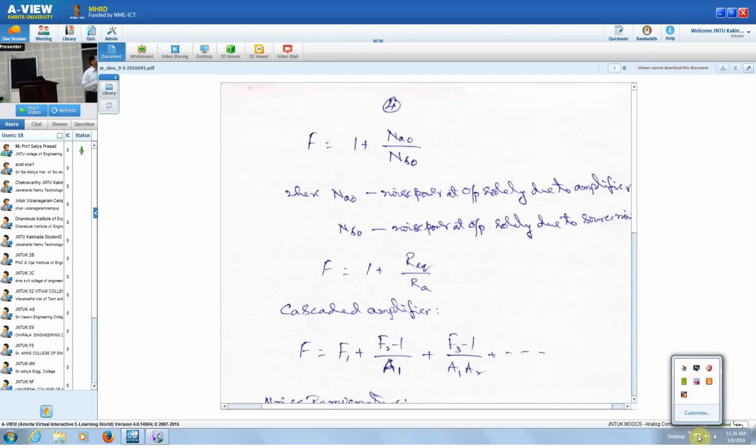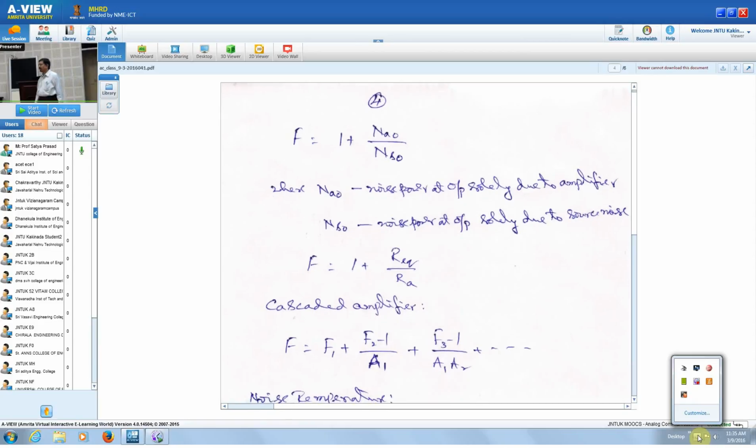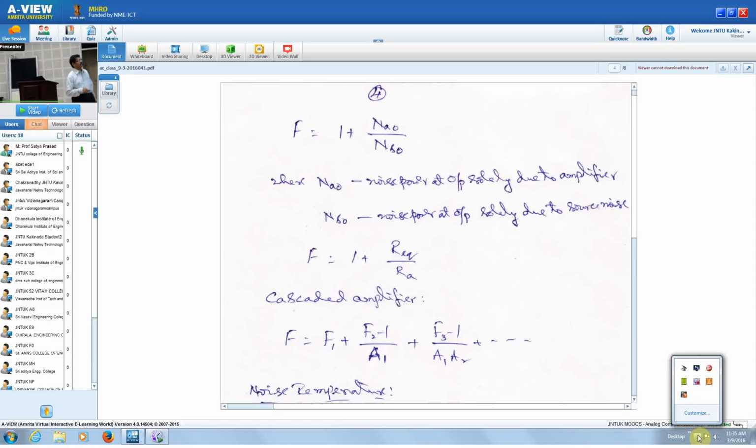And this F, we can expand it into simple terms: 1 plus NAO by NSO. Rather than input signal-to-noise ratio by output signal-to-noise ratio, this noise figure we have simplified into 1 plus NAO by NSO. Anyhow, you will have more derivations in your probability theory and random variables. Here NAO is the noise power at output solely due to the amplifier.